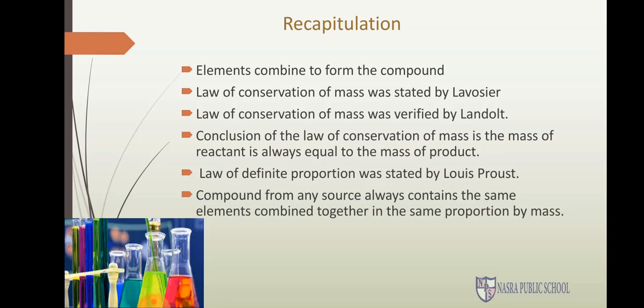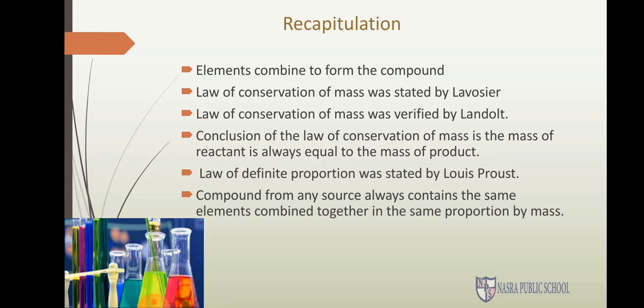Elements combine to form compounds. You can see elements in your periodic table. There would be carbon, nitrogen, oxygen, chlorine. These all are elements. These elements combine to form compounds. What is a compound? A compound is made up of two or more than two different kinds of elements when two different elements join together. Law of conservation of mass was stated by Lavoisier.